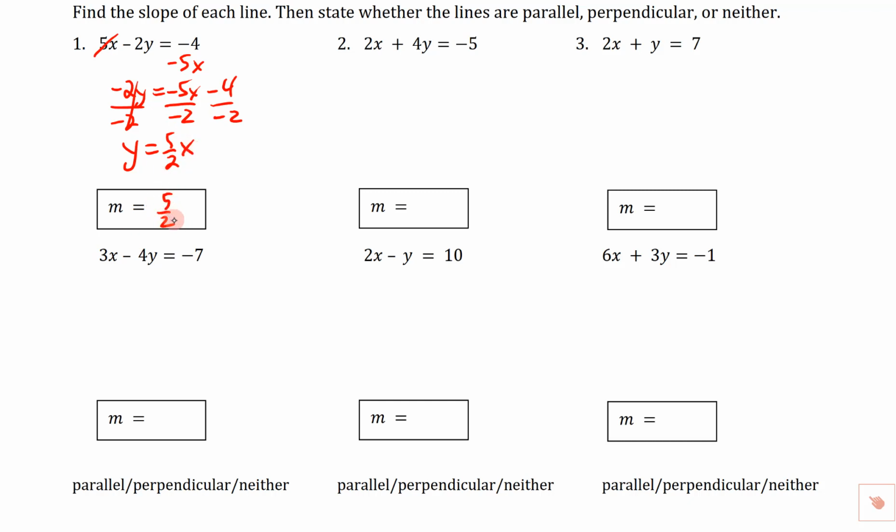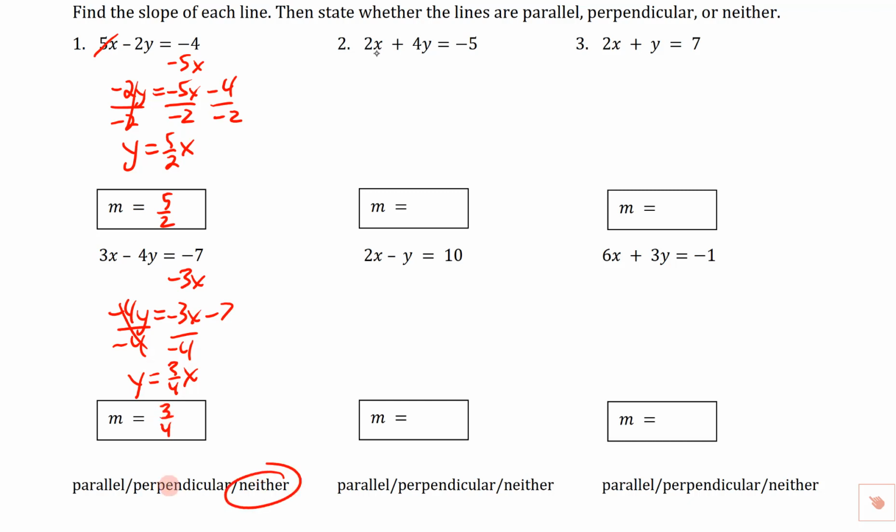Now once we've got that identified, we're going to come down here and take a look at this other one. Again, we're going to move that to the other side by subtracting. So we're going to subtract 3x. So we get negative 4y equals negative 3x minus 7. Again, we really wouldn't have to write that one down. We're going to divide everything by negative 4. So we get y equals, this would be 3/4 x, and we can stop right there. That is 3/4. Now, if this slope is 5/2 and this one is 3/4, they're not the same and they're not opposite reciprocals. So that means this one right here is going to be neither.